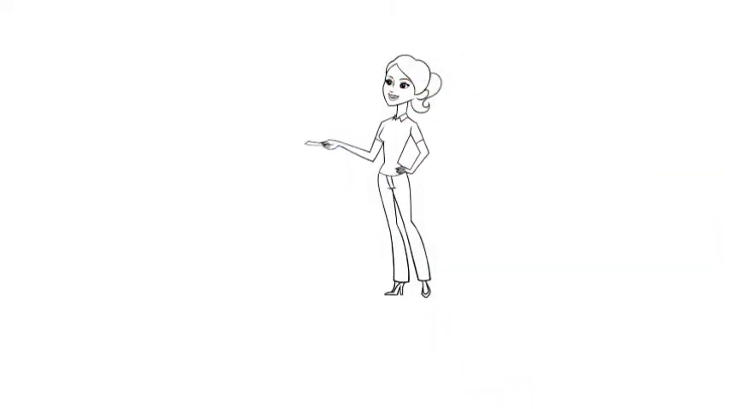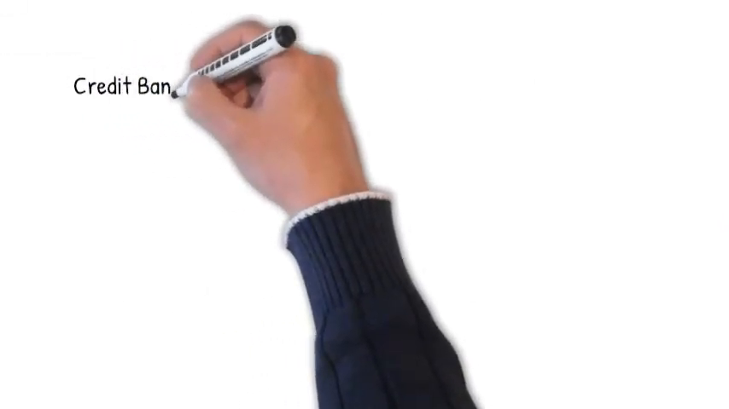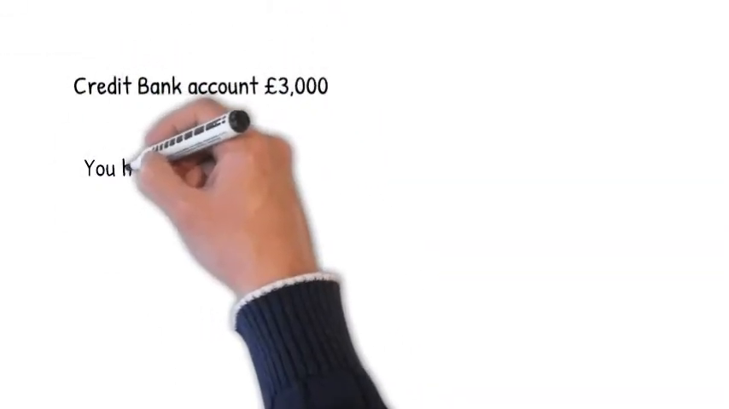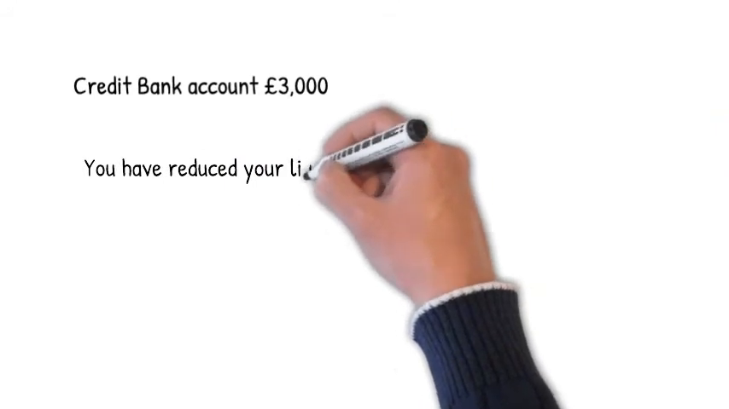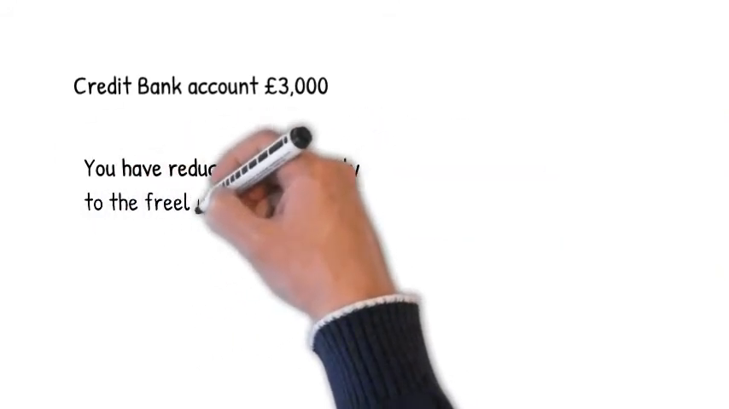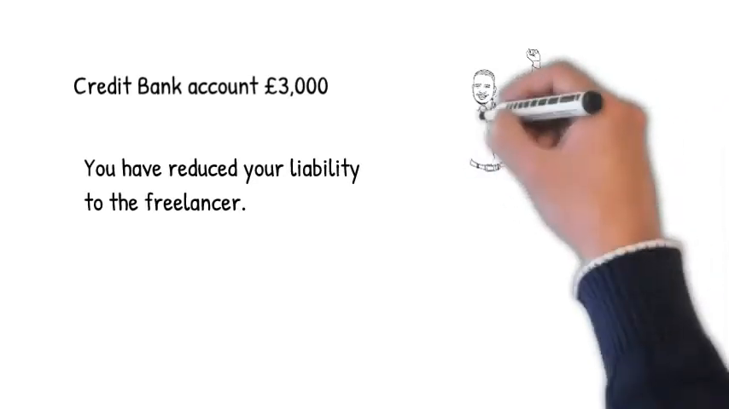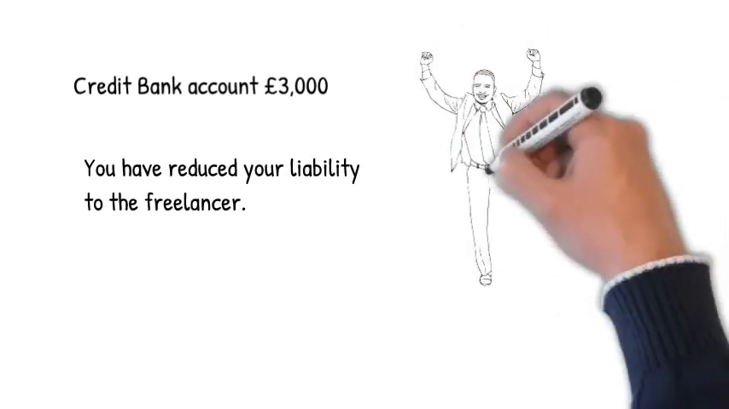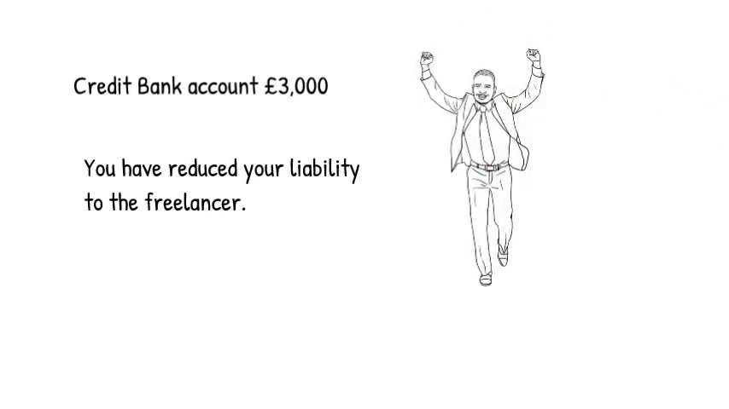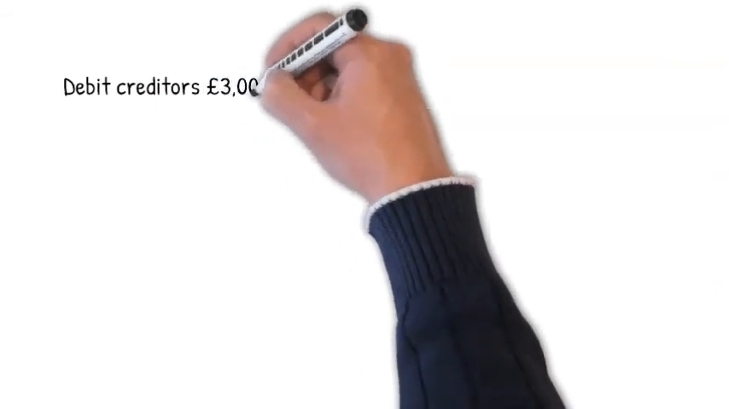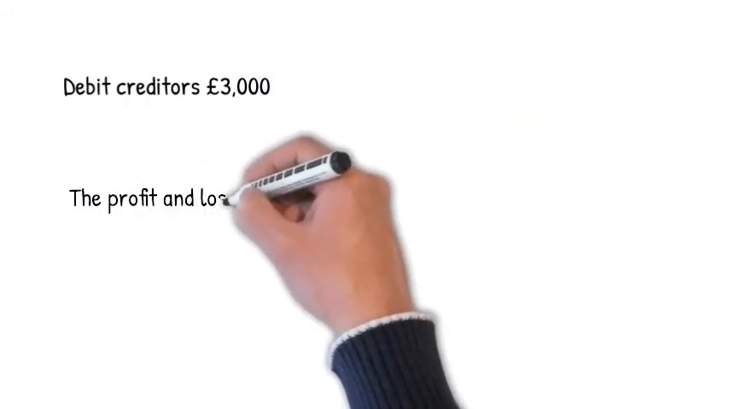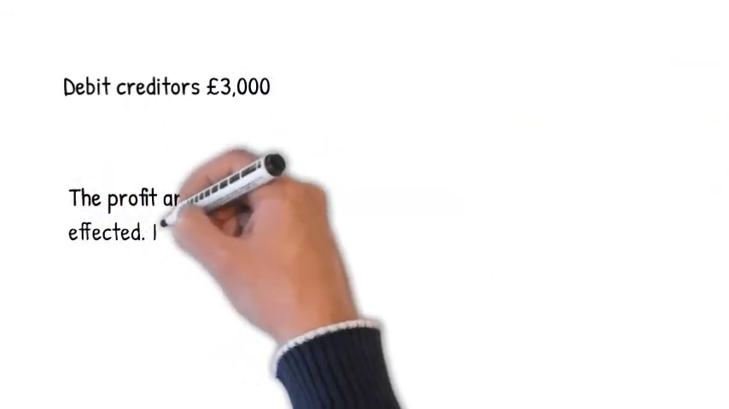What are the accounting entries for when we pay? Well, we're reducing the bank, so we credit the bank account 3,000. You've also reduced your liability to the freelancer, so you no longer owe him any money. But what is the accounting entry for the opposite side of the credit entry for the bank? What are we debiting? Well, you debit your creditors. Remember, a debit reduces a liability.